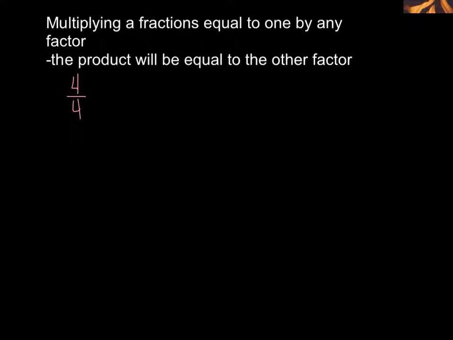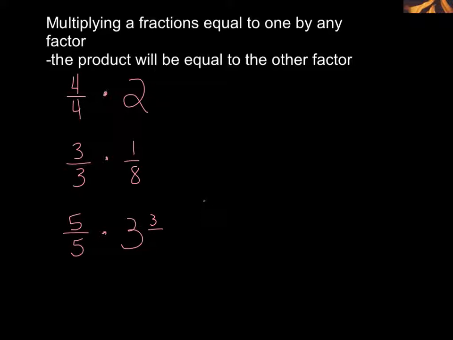4/4 is a fraction that is equal to 1, as is 3/3, so is 5/5, and we know they're equal to 1 because anytime the numerator and denominator are the same, that's a fraction that's equal to 1. 4 out of 4, 3 out of 3, 5 out of 5. It is all of the parts to make up the whole. So if I'm multiplying 4/4 by, say, 2, or 3/3 by, say, 1/8, or 5/5 by 3 3/4.